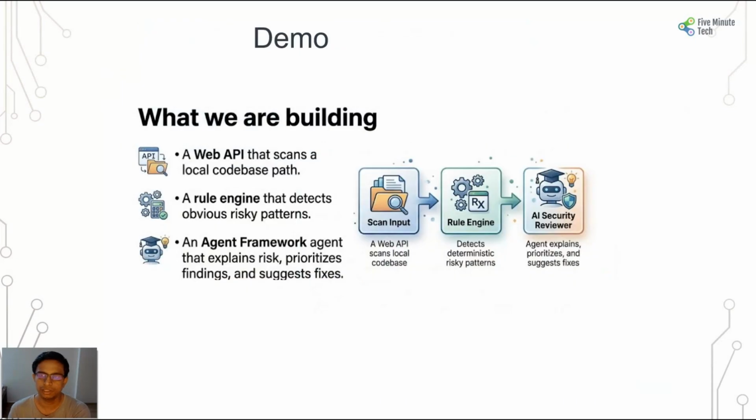We will be creating a simple application which will be a web API that will scan the local base path, and it will have a rule engine that will detect risky patterns, and an Agent Framework agent that explains the risk, prioritizes the findings and suggests the fix. We will be calling this system the Local Code Security Auditor, and the security auditor will audit the application code which we will be providing.